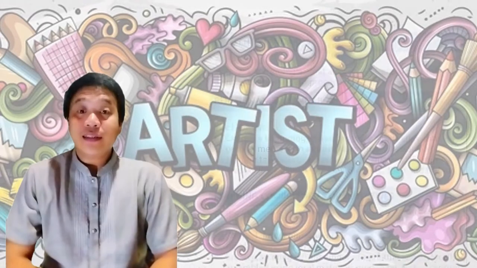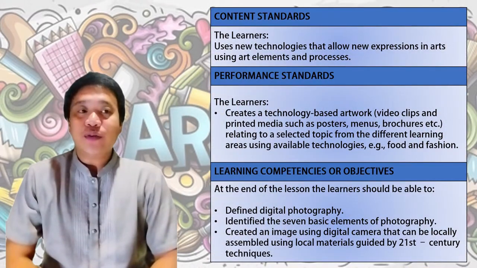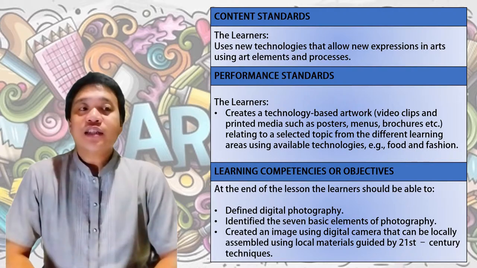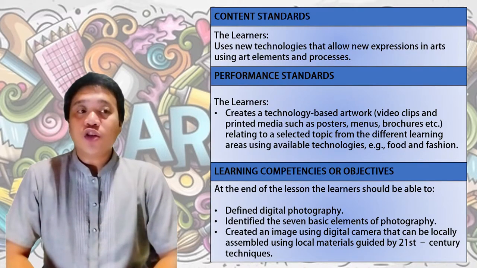Content standards. The learners use new technologies that allow new expression in arts using art elements and processes. Performance standards. The learners create a technology-based artwork, video clips, and printed media such as poster, menus, brochure, and many more, relating to selected topics from different learning areas using available technologies, for example, food and fashion.